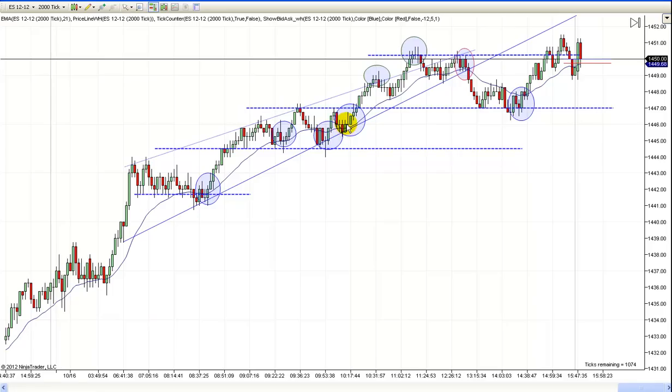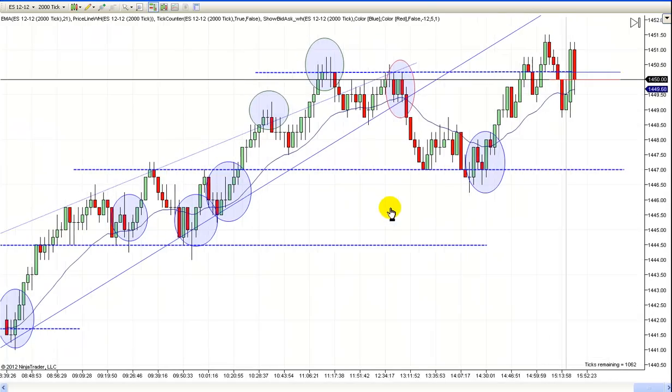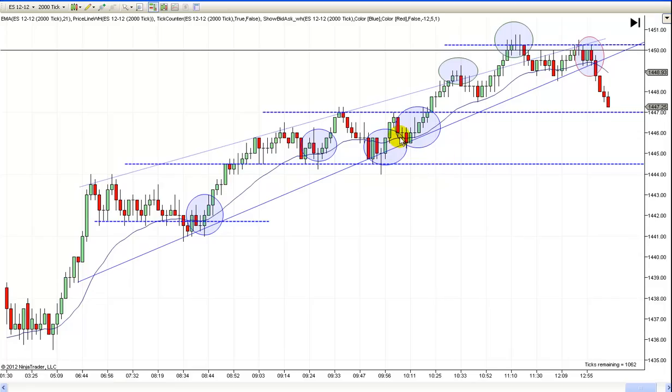But here's something to look at. Notice how we broke higher above these tops, but see, you got these three overlapping. This is congestion, and what happens when you break out of congestion? Let me make this bigger where everybody can see it. What happens when you break out of congestion? It almost always fails, even if only temporarily. And look what happened here.